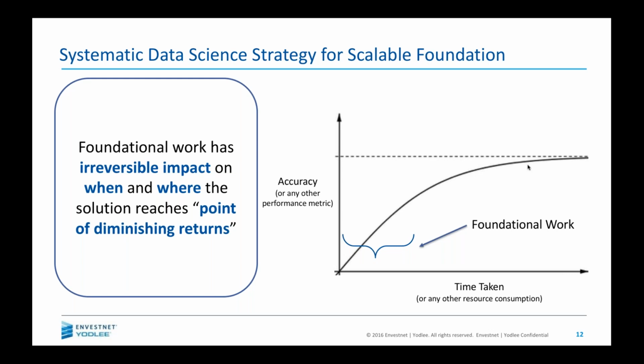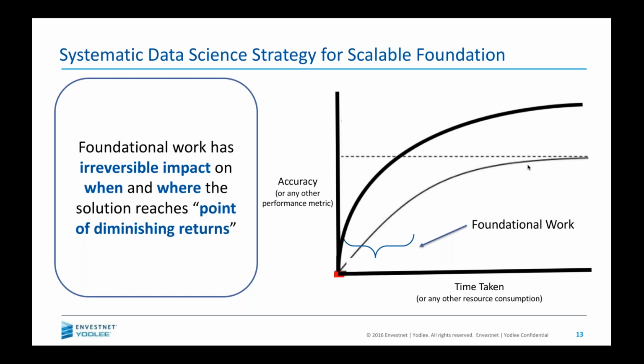And so now I'll read out the statement that I've written here, which says the foundational work has irreversible impact on when and where. When is at what time point, where is on the y-axis, at what accuracy point does your solution reach the point of diminishing returns. And so if you took one approach of the foundational solution, this is the graph you would look at. A better thing would be to do this.